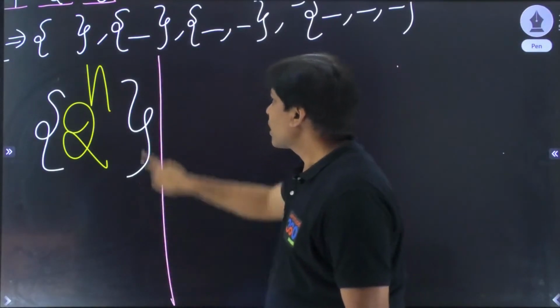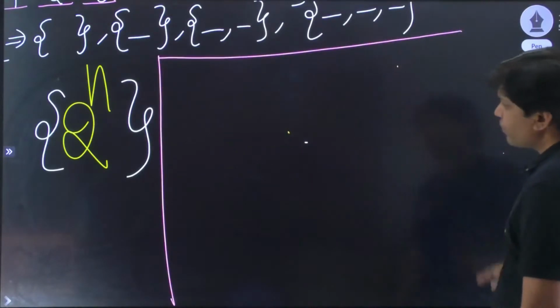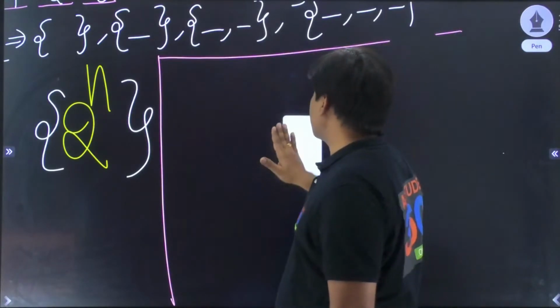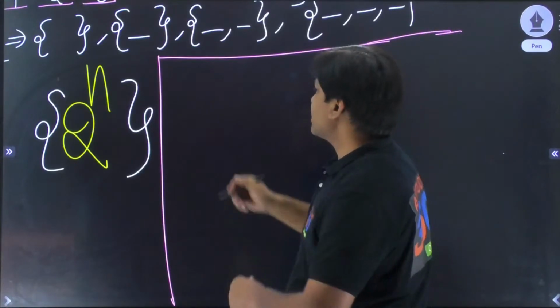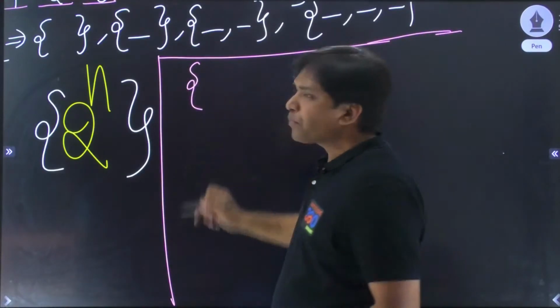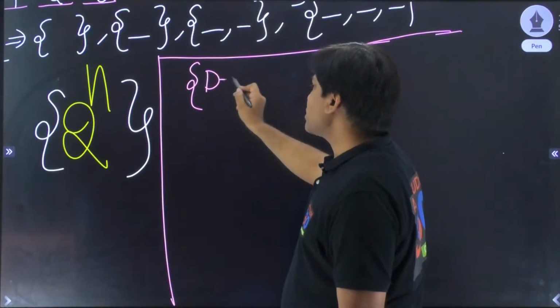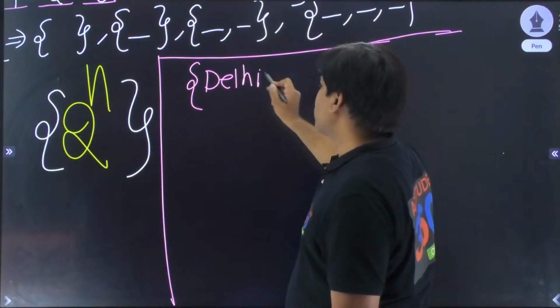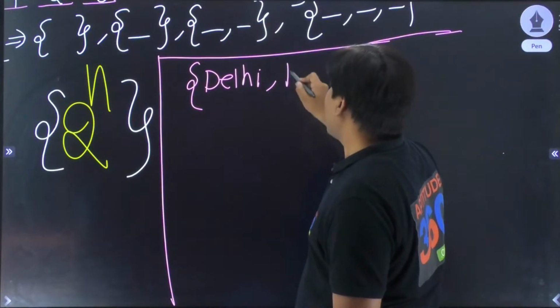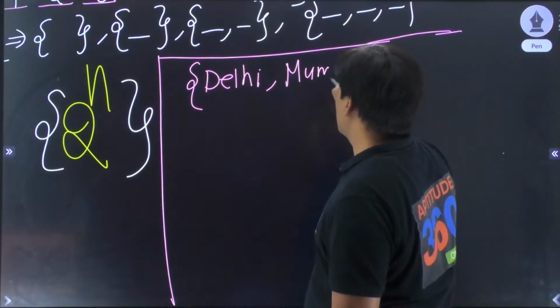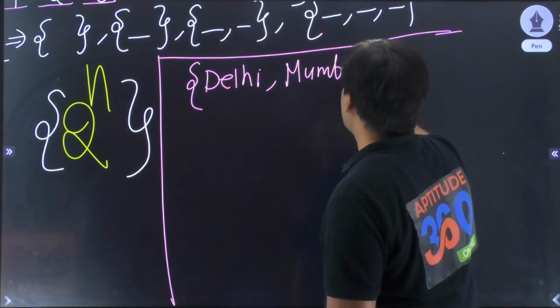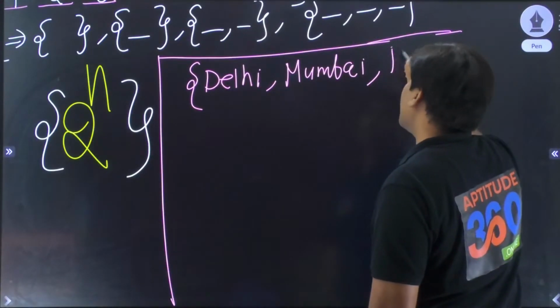Okay then. Say I have got three elements only. Maybe let me rephrase my problem. I have got 3 cities to travel. Delhi, and then say Mumbai, and say what else? Maybe Pune.